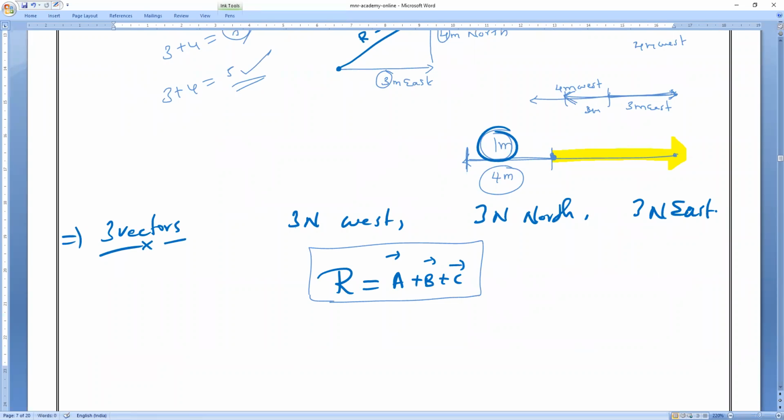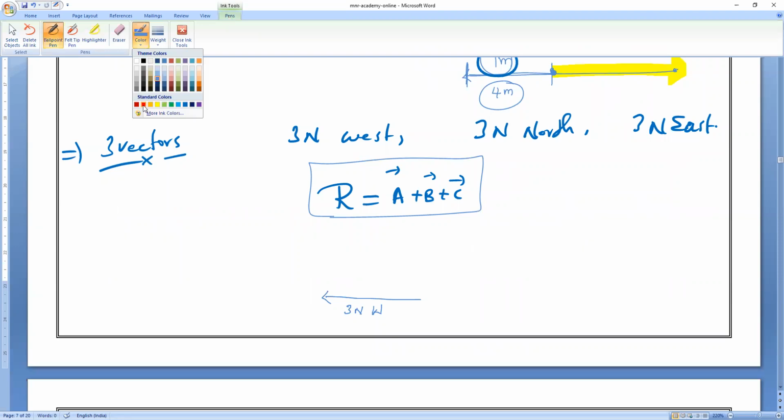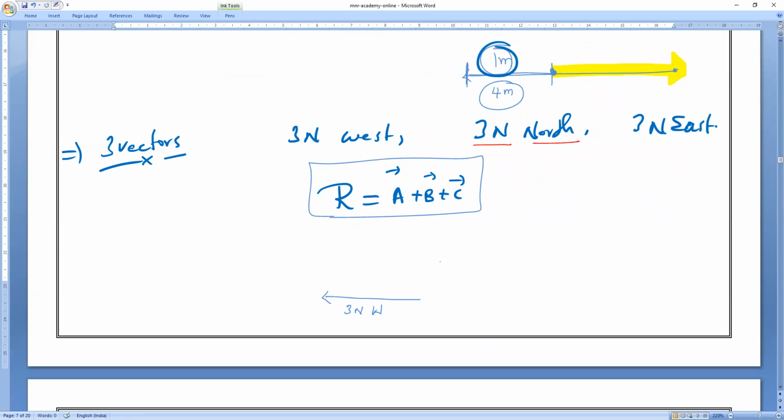Now, what is the first vector? Everybody verify it. 3 newtons west. Is it right? Now the next, second vector, 3 newtons north. Where should I add it, here or here? At this point, head to tail. So 3 newtons north. Next, 3 newtons east. What does 3 newtons east mean? From this point, this is the 3 newtons east. Is it right or wrong?